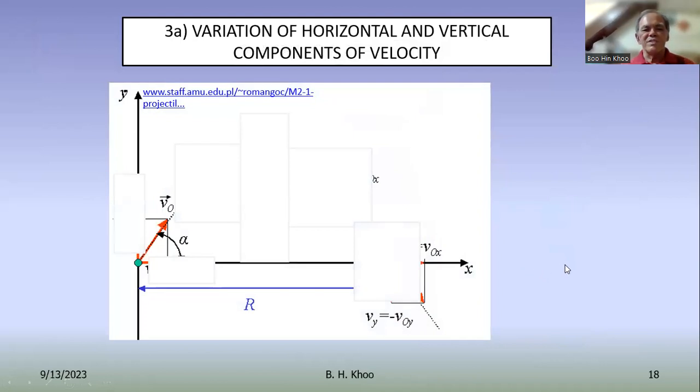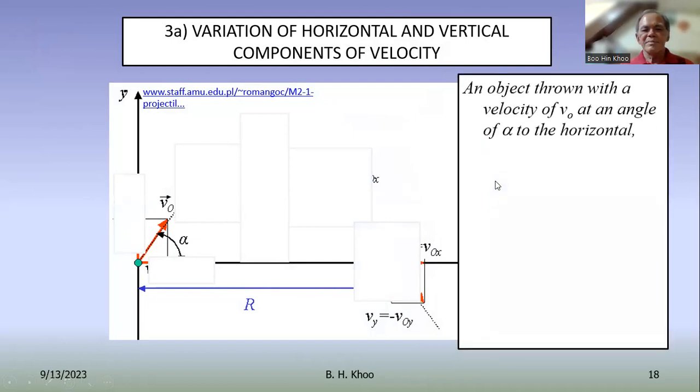Variation of horizontal and vertical component of velocity. Right? That's a velocity. Some books will call it, instead of calling it U, V naught. Right? Naught is for origin, the starting point. Object thrown with a velocity v0 and an angle of alpha to the horizontal.